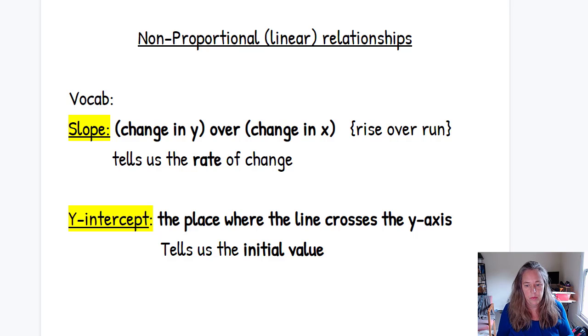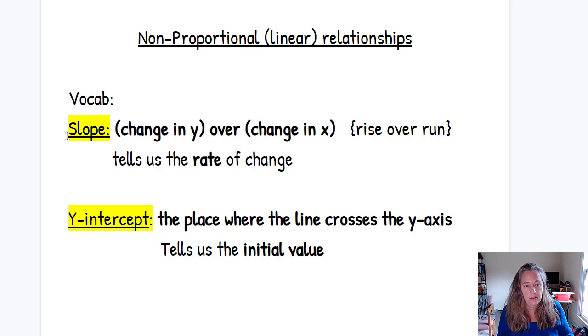So we're going to start with notes. I'm going to read this page to you, then you can pause and take the notes. The title of this is going to be non-proportional linear relationships. So we've done proportional relationships, then we did slope, now we're looking at non-proportional relationships.